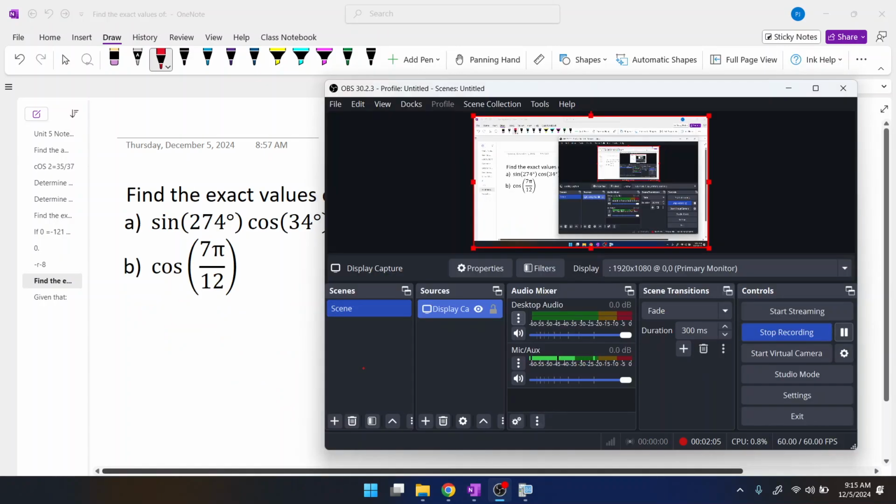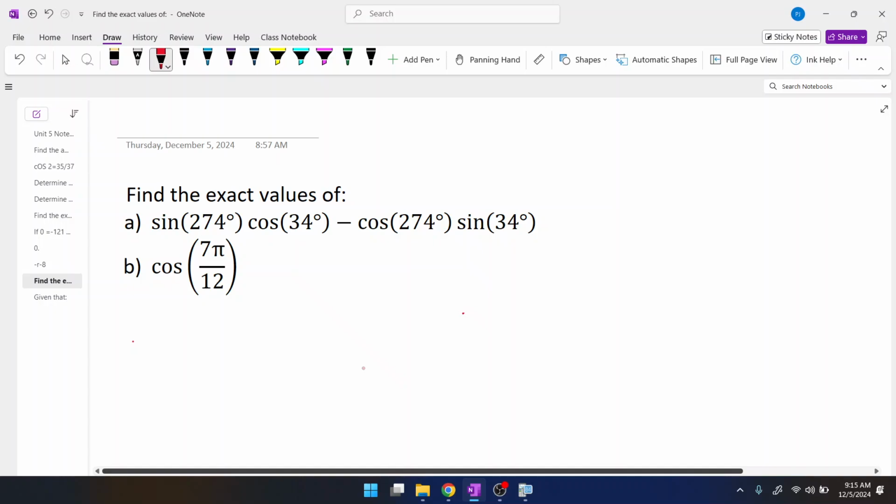This is a sine cosine minus cosine sine here. And this is going to be basically the sine of 274 degrees minus 34 degrees, which is the sine of 240 degrees. And in looking at your unit circle, what are we going to get here? Negative root 3 over 2.